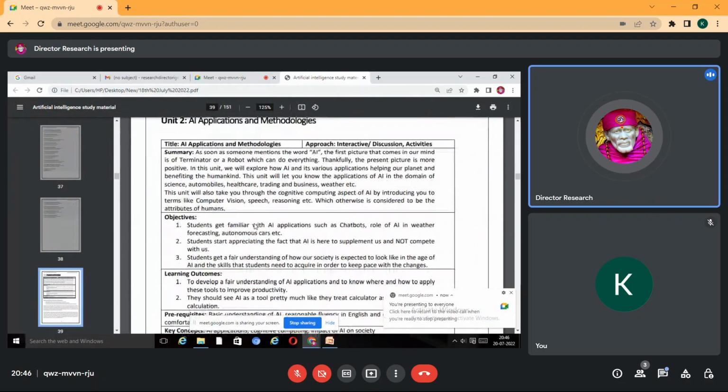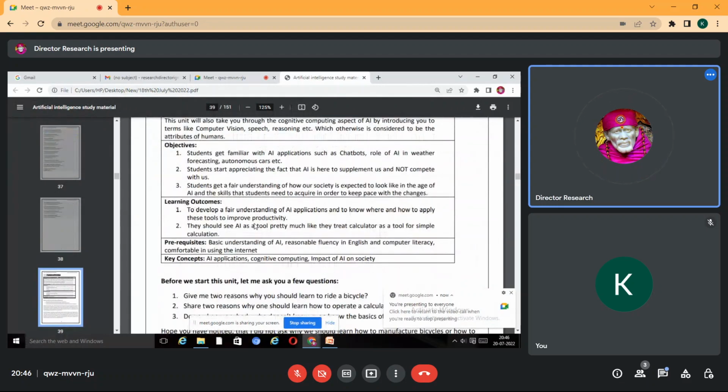AI applications and methodologies. To develop an understanding of AI applications and know how to apply those tools to improve productivity. They should treat AI as a tool, just like they treat a calculator as a tool for calculation. Prerequisites: basic understanding of AI, reasonable fluency in English, and computer literacy.